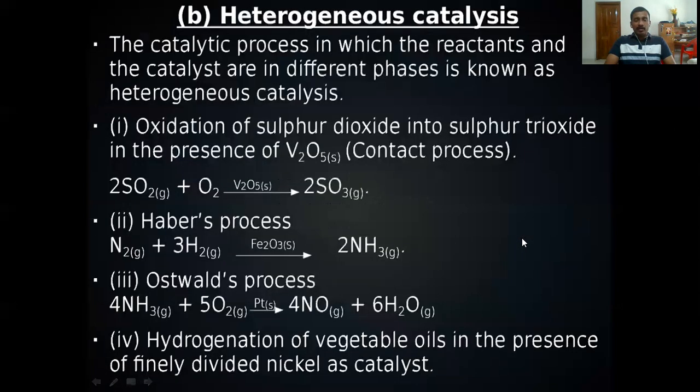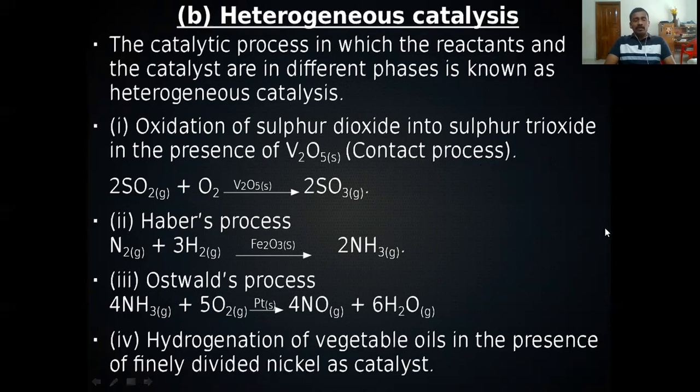Now the second one, heterogeneous catalysis. It is very common catalysis. All of you are familiar with the Haber process, Ostwald process, and contact process. Contact process for the manufacture of sulfuric acid. Here, the reactants, products, and catalysts are in different states. That is heterogeneous catalysis: reactants and catalysts are in different states.